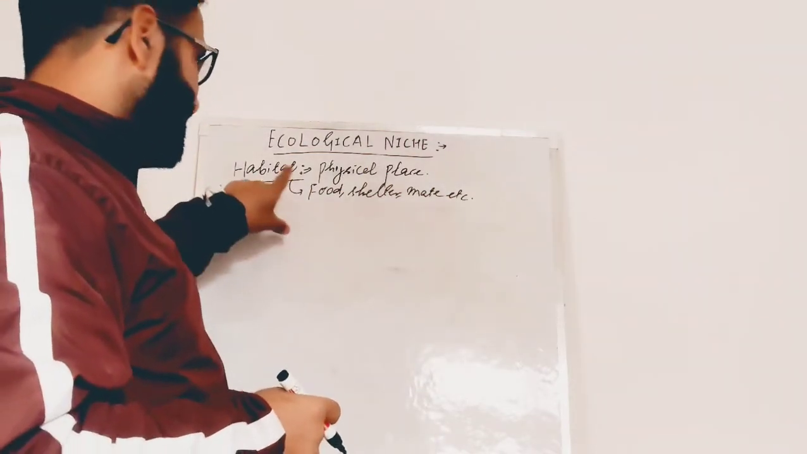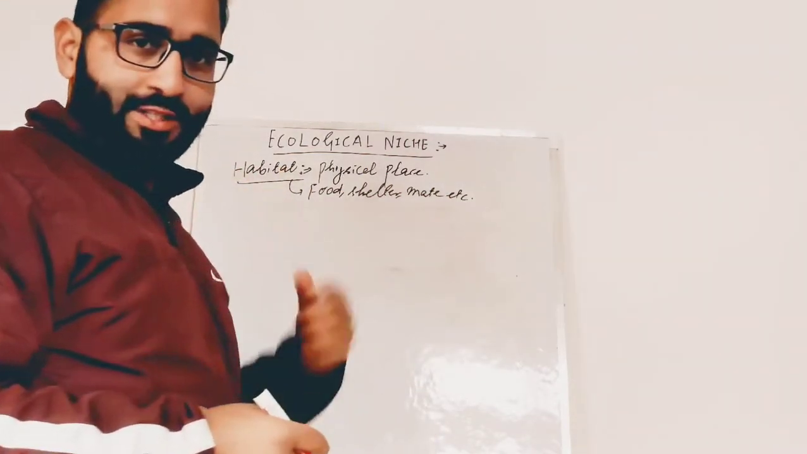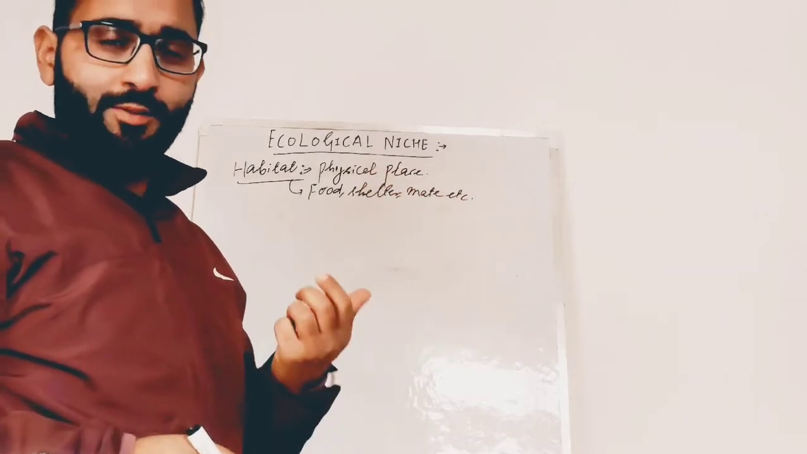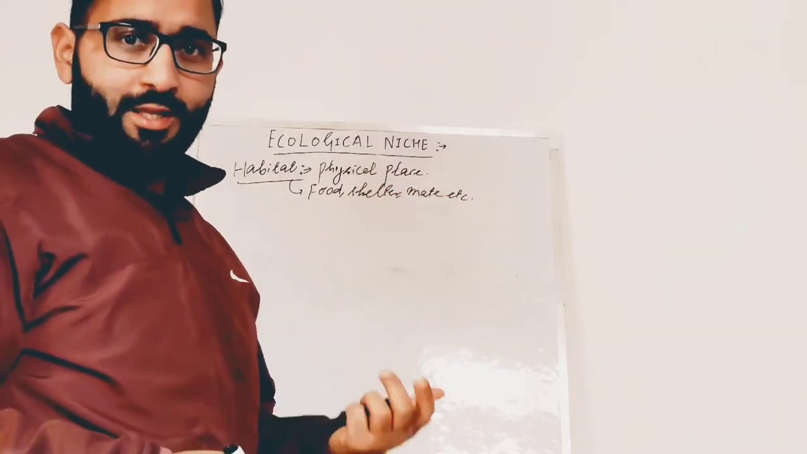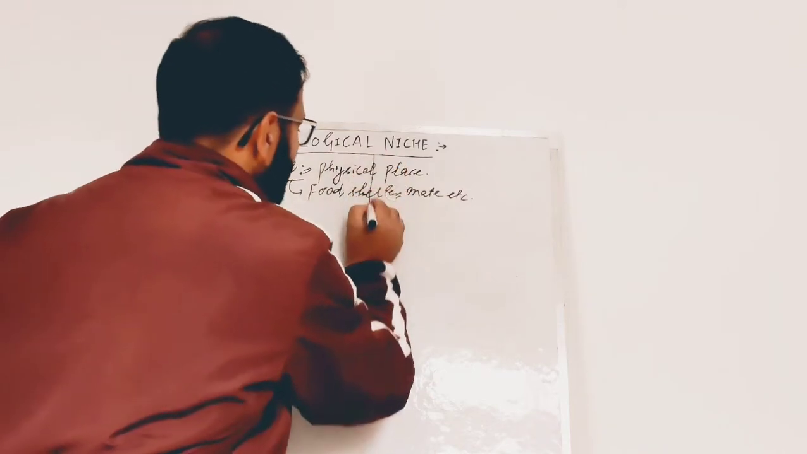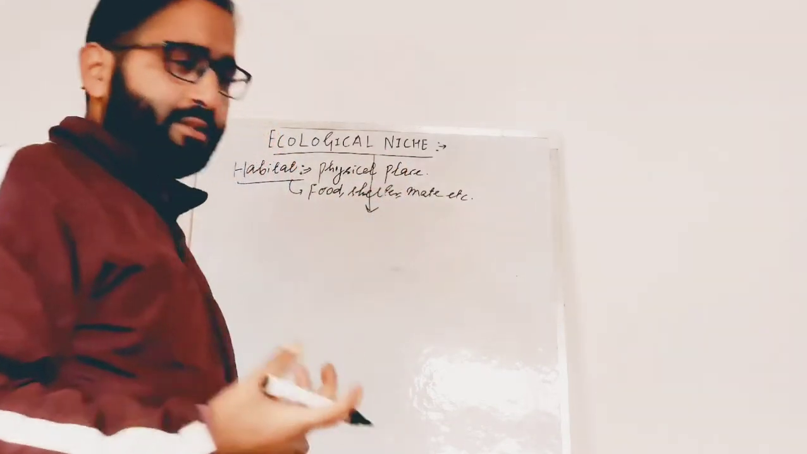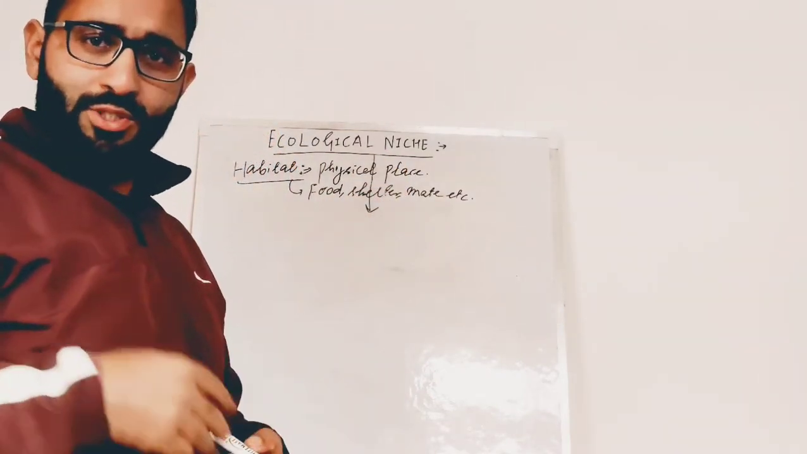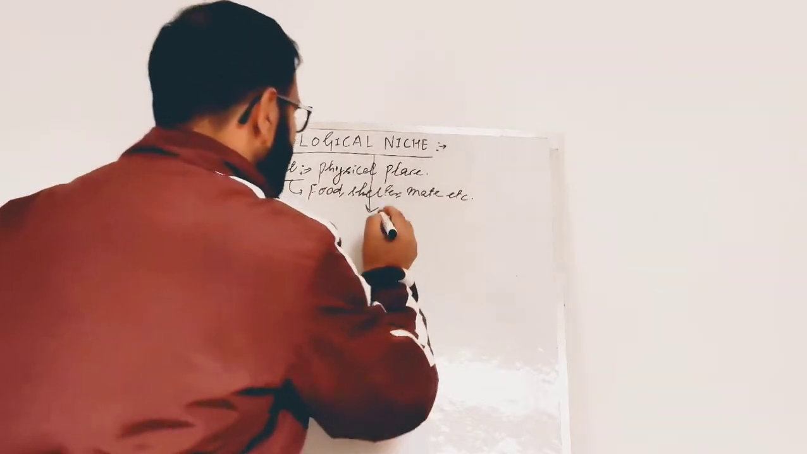And this habitat is the address of an organism where there are maximum chances of finding or locating an organism. Now, ecological niche. Ecological niche is an inclusive term. It includes three different things.